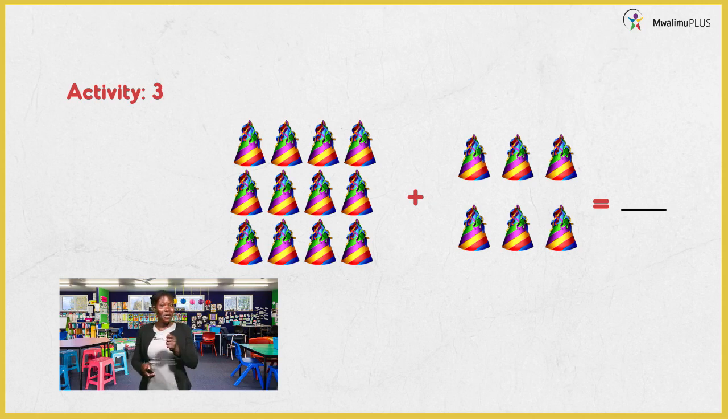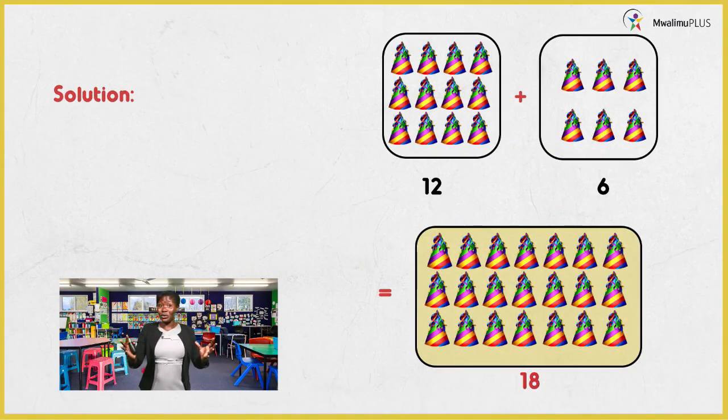Good. I hope you have the correct answer. Now let's do it together. The first group, we have 12 hearts. These are birthday hearts. In the second group, we have 6 hearts. When we put them all together and we count one by one, all of them together, we have 18 hearts. I know you've counted well. Good. Therefore, we've put them together. That is very easy.